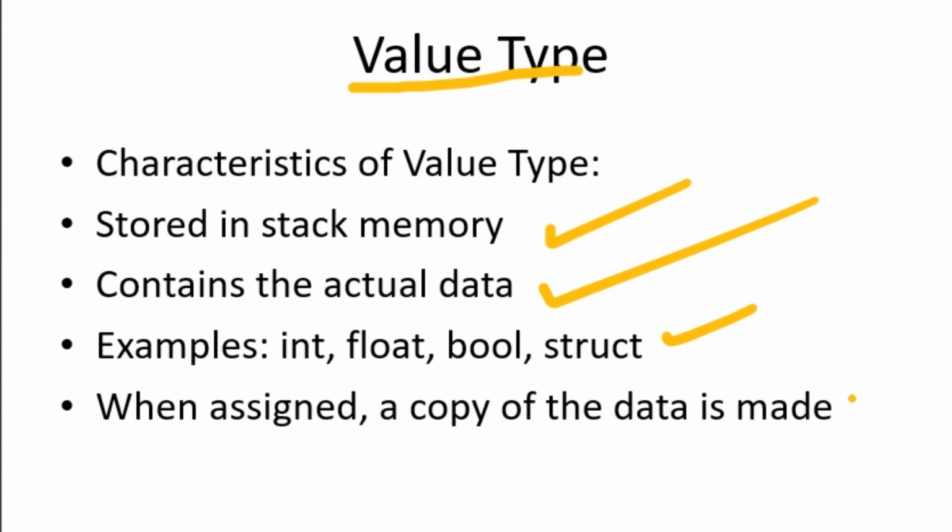When assigned, a copy of the data is made. If you assign one value type to another, a copy of the data is created. This means that modifying one value will not affect the other.